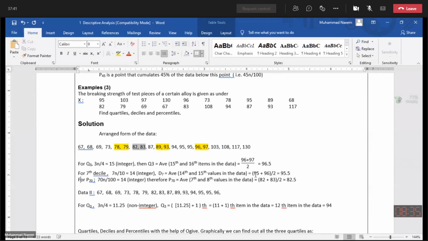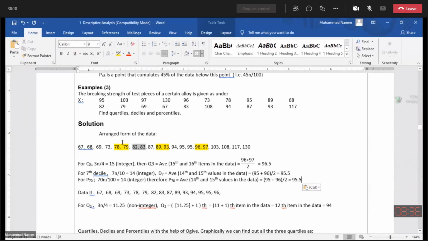Similarly, for P70, we have 14, so P70 is the average of the 14th and 15th values in the data. As we know, most of the values are overlapping. That's why D7 and P70 are the same.